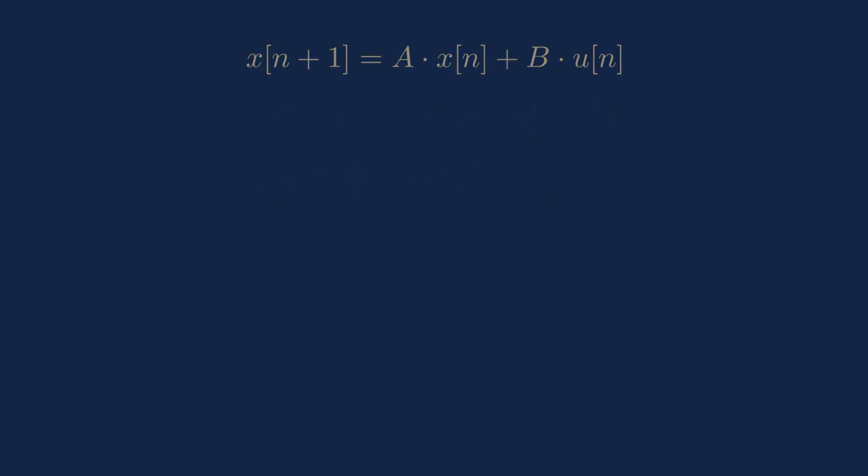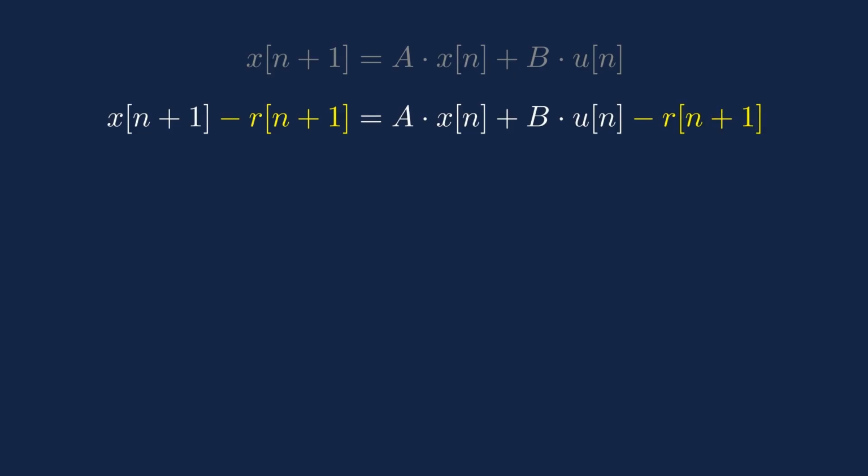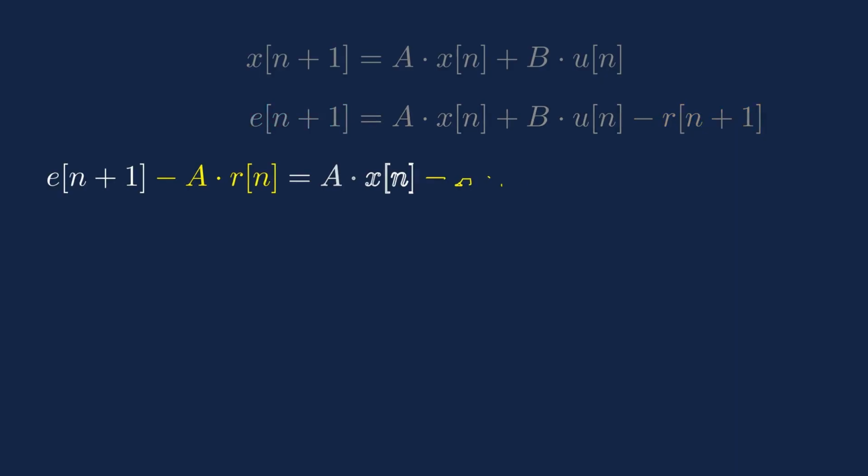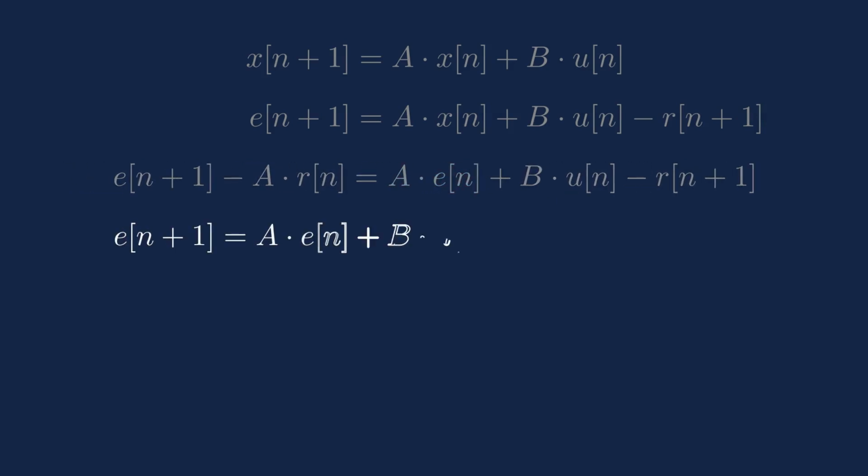Let's first get the error dynamics from our linear system. We start by subtracting the reference at time n+1 from both sides. We now can see that the left-hand side becomes the error at time n+1. Next, we subtract a times r of n from both sides. We see that those terms naturally combine into a times the error at time n. After moving terms around, we now have the error dynamics of our system.